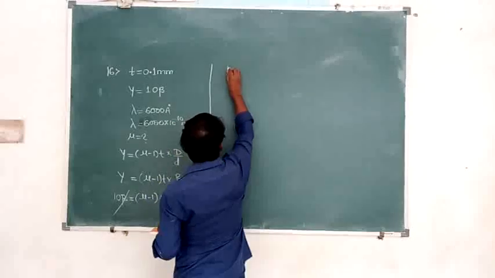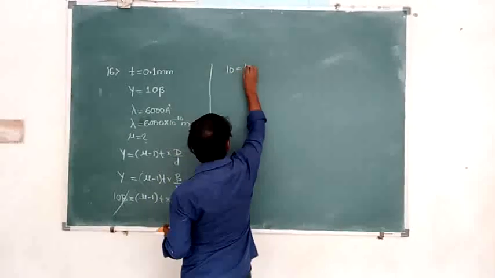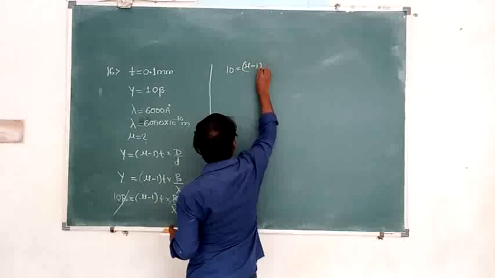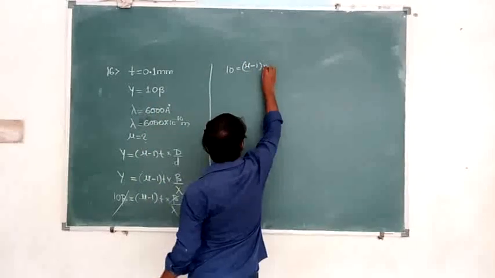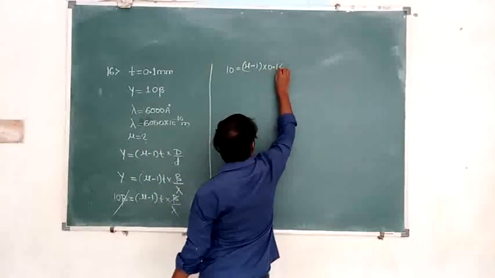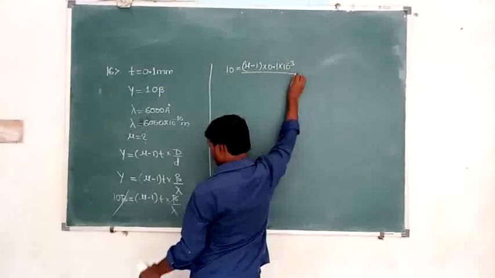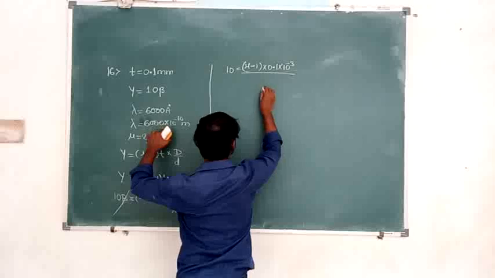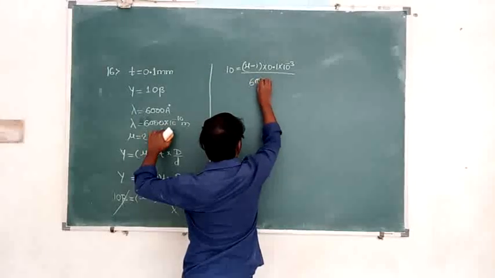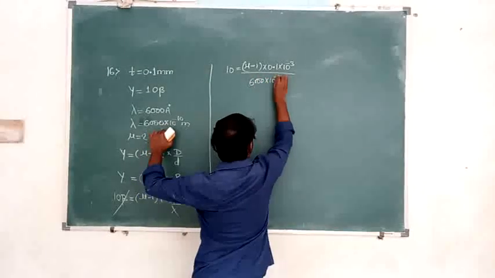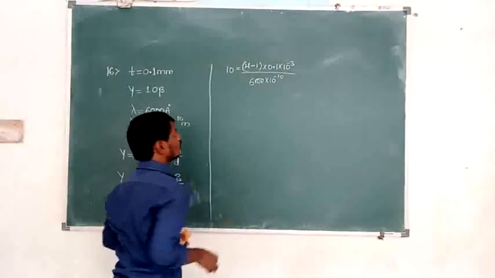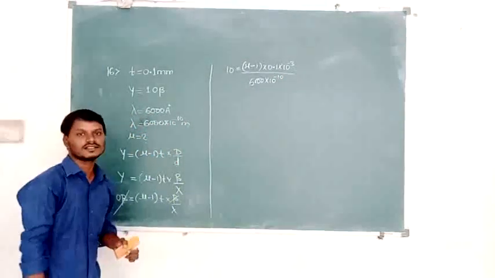We have 10 is equal to mu minus 1. So how much thickness is given? 0.1 into 10 to the power of minus 3, because that is in millimeter. And how much wavelength is given? Wavelength is 6000 into 10 to the power of minus 10. So solve this one, and by solving you will get the answer, that is 1.6.